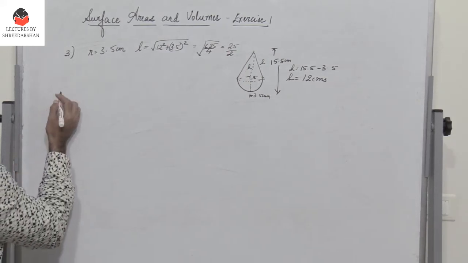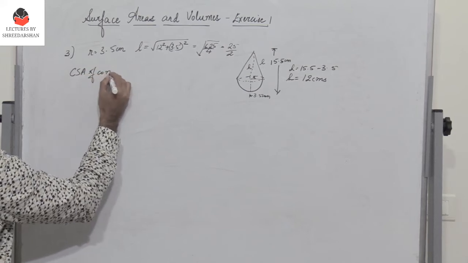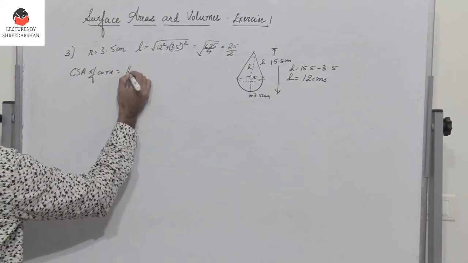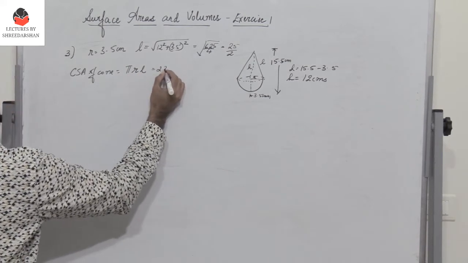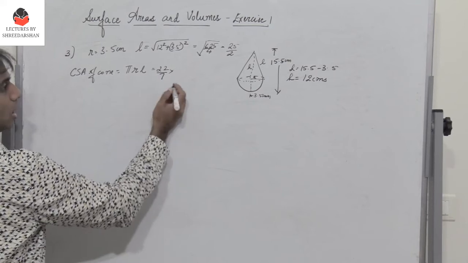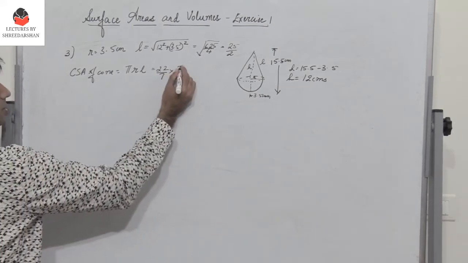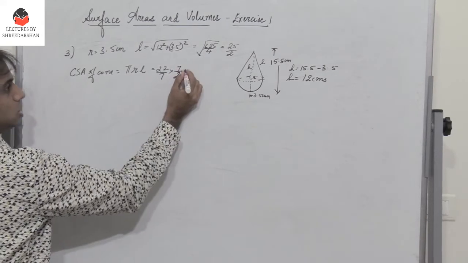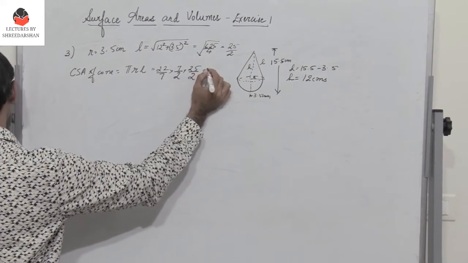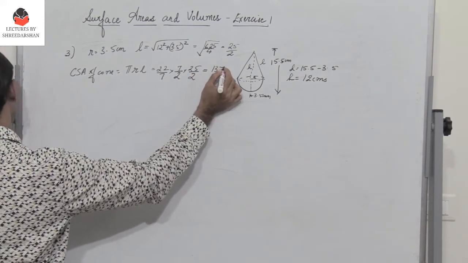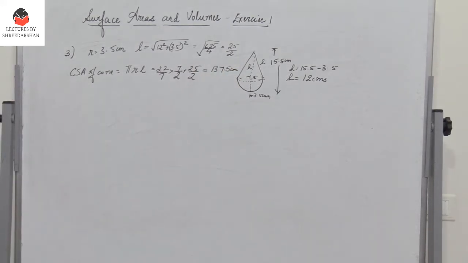So now let us try to find the curved surface area of cone. The curved surface area of cone, what is it? I hope you remember, that is pi into r into L. So pi is 22 by 7 into r is the radius, is 3.5. 3.5 can be written as 7 by 2 into L. What is L? L is 25 by 2. So I get the value as 137.5 centimeters.